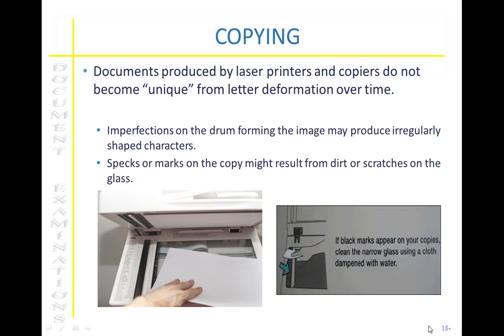Documents can be compared that have also been produced on a copy machine. So a lot of times these are going to be unique to the machine itself because of imperfections in that machine. There might be imperfections on the drum that actually assist in that image formation. So it might produce irregular shaped characters in that copying process. Or it could be something as simple as specks of dirt or marks that are actually on the copying machine that are transferred to the document itself.